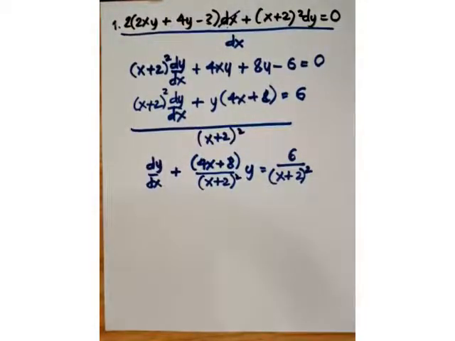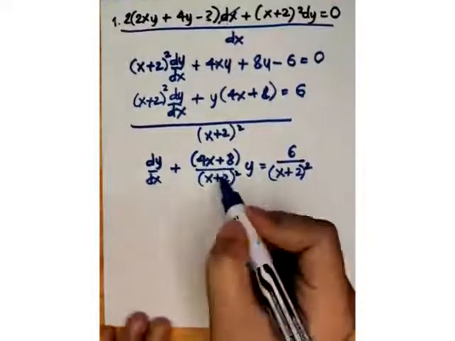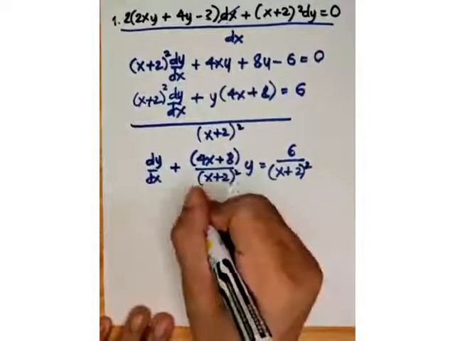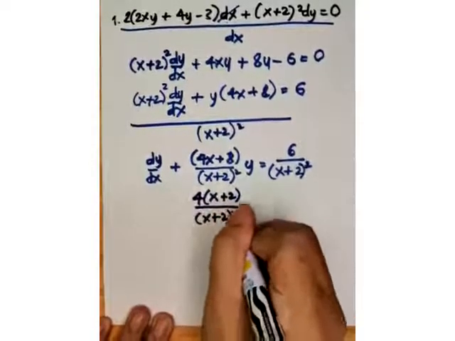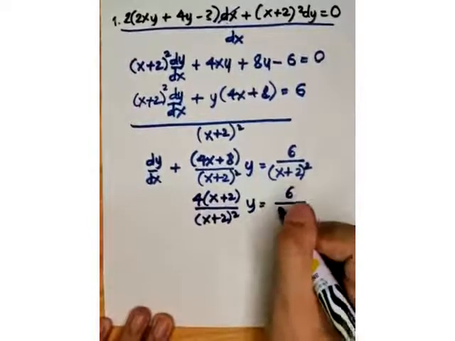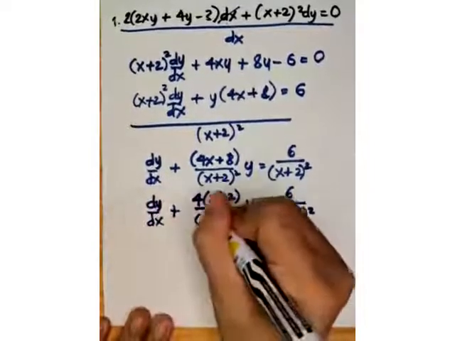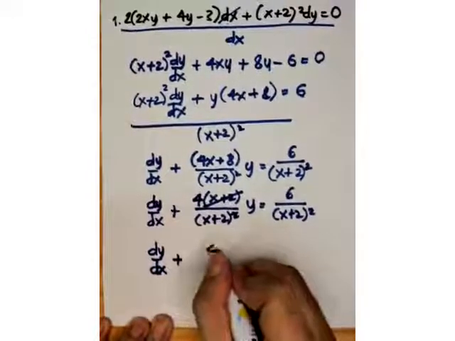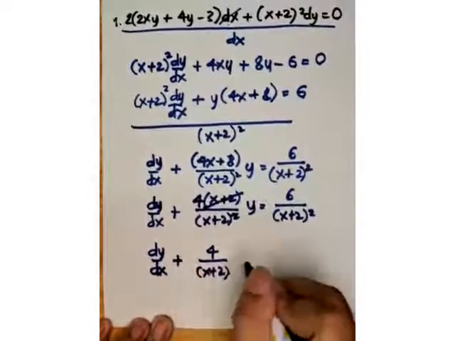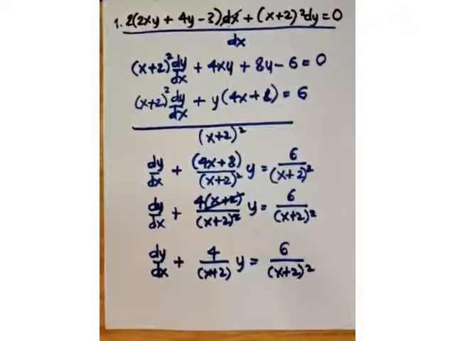So, can we simplify some things here? Probably we can factor out 4. Factor out 4, so that will be x plus 2 over x plus 2 squared. So this is y, 6 over x plus 2 squared, and this is dy over dx. Then we can cancel that.